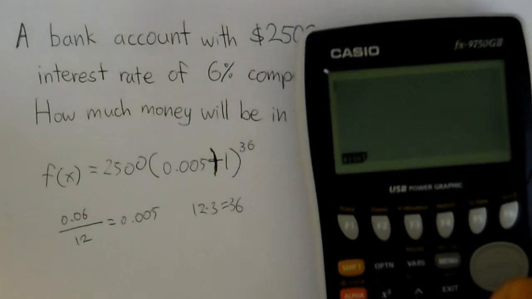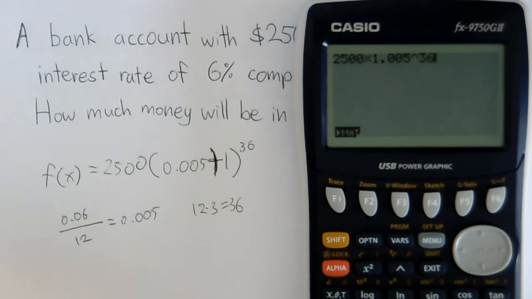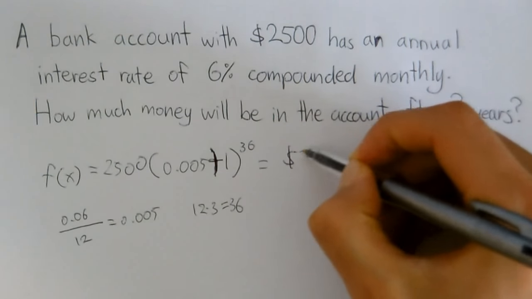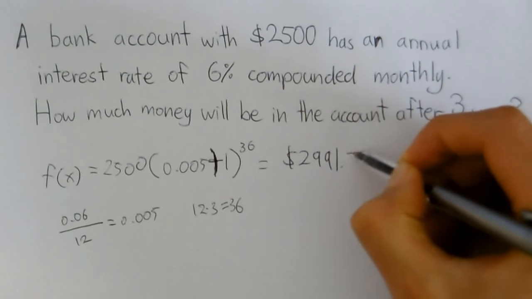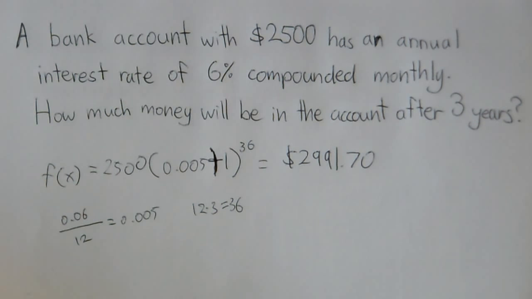So if you use a calculator, 2,500 times 1.005 raised to 36, we get 2,991.70. So after 3 years, the account will have approximately $2,991.70.